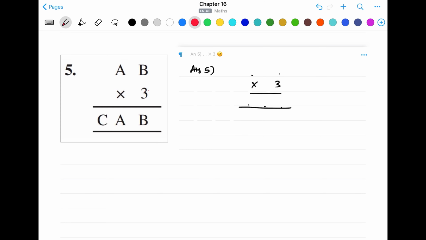Let's take now 5. This 3 into 5 is 15, so we'll get 5 here. Now you can see both B's are the same. So assuming it to be 5, 3 into 5 is 15, we'll get 5 here, 1 will be carry. So now 3 into something plus 1, we are getting CA here. Let's assume that to be whatever we multiply this A.